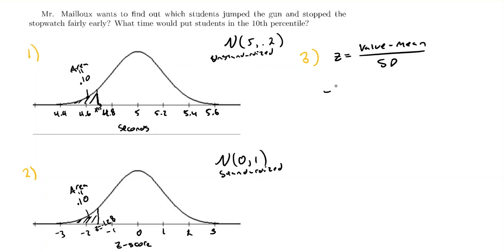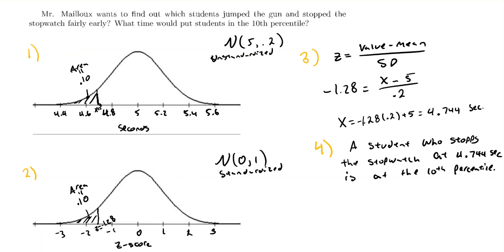I know a z-score now, negative 1.28. I want a value x that I don't know. I know the mean is 5. I know my standard deviation is 0.2. So I can rearrange to solve to get x is equal to 4.744 seconds. So what that means, and step 4 is stating what my answer is here, is that a student who stops the stopwatch at 4.744 seconds is at the 10th percentile. So that means anyone who stopped it faster than that, you pulled it way too fast, pretty much.